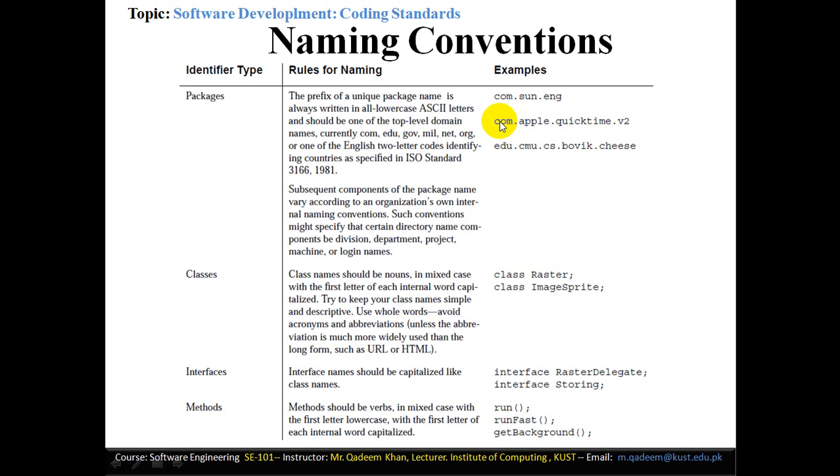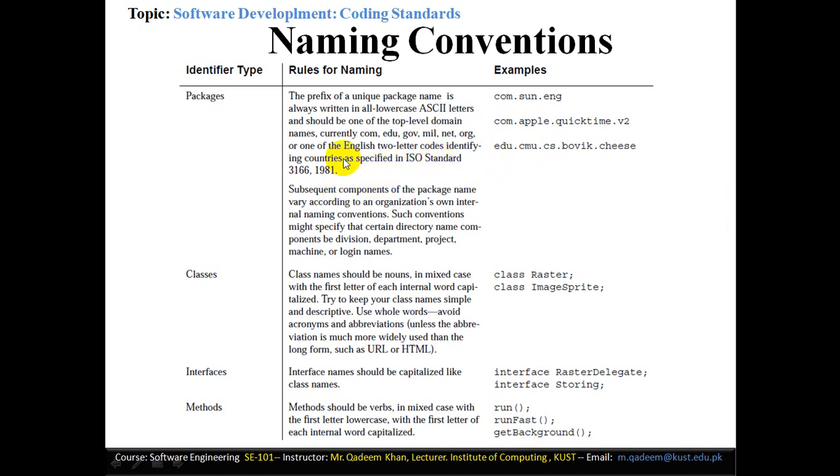For example, com is a class, the top class. Apple is the child of com, and similarly QuickTime is the child of Apple, and V2 is also the child of QuickTime. So V2 is a leaf class, while com is the top parent class. So we should always use lowercase with the dot when declaring or using a package.